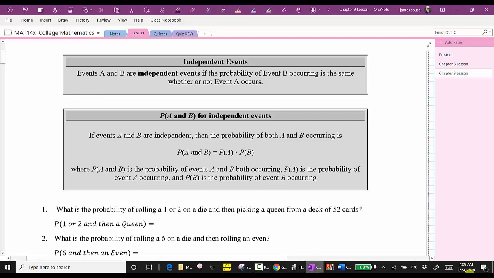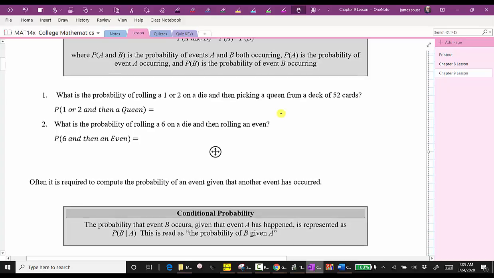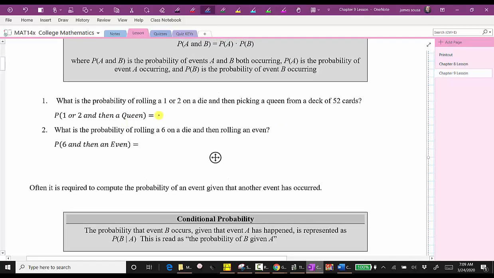For number 1, what is the probability of rolling a 1 or 2 on a 6-sided die and then picking a queen from a deck of 52 cards? We can indicate the probability using this notation here, the probability of 1 or 2 on a die and then a queen from a deck of cards. These two events are independent because the outcome of one event does not affect the outcome of the other.